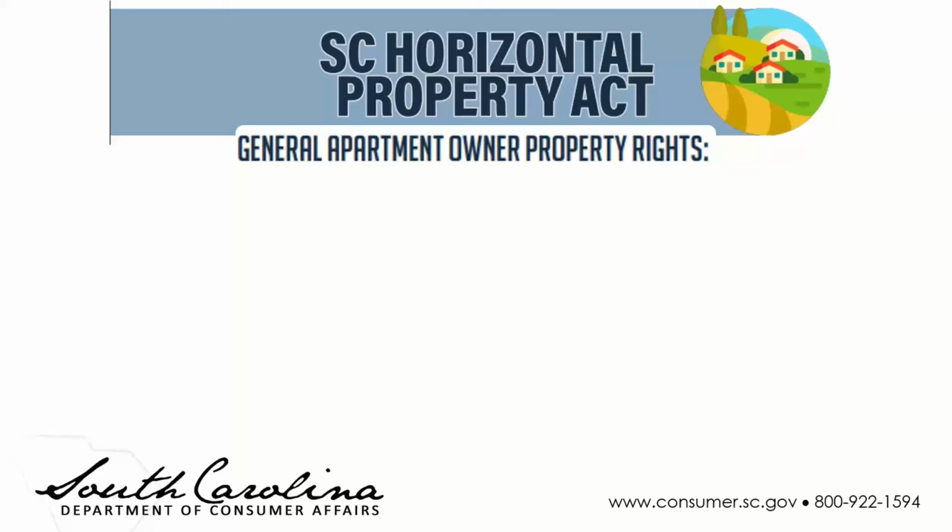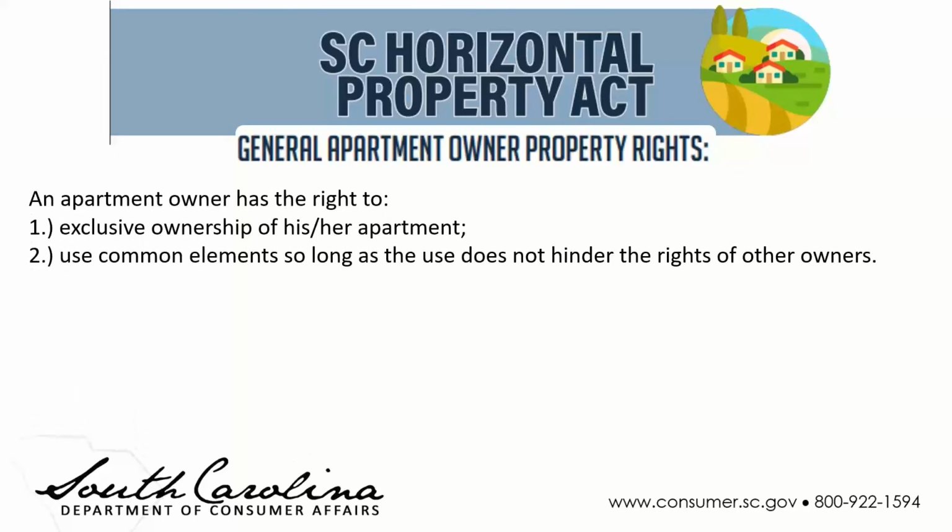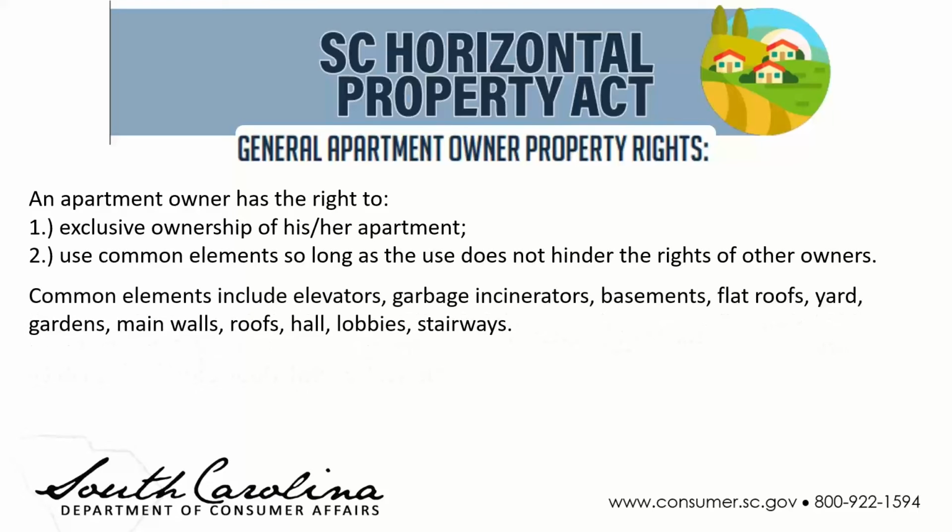There are general apartment owner property rights outlined in the Horizontal Property Act. An apartment owner has the right to exclusive ownership of their apartment and the right to use common elements so long as the use does not hinder the rights of other owners. Common elements under the Act include things such as elevators, garbage incinerators, basements, flat roofs, gardens, main walls, roofs, halls, lobbies, and stairways.